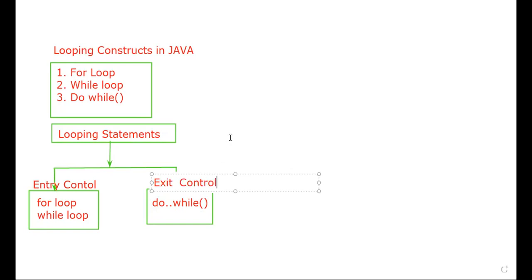So let us see how I have categorized it. First of all, what is looping? Repeating a set of statements again and again, or a number of times, is known as a looping statement. Examples are for loop, while loop, do while. Looping statements are broadly categorized into entry control loop and exit control loop. In the entry control loop we have for and while, whereas in the exit control we have do while. Now, what exactly do we mean by entry control and exit control?